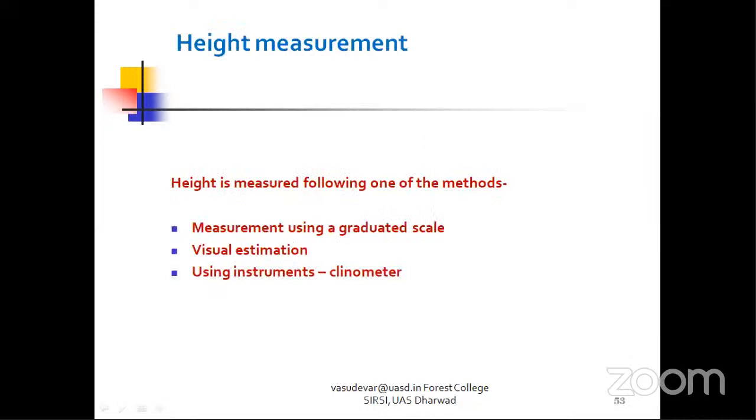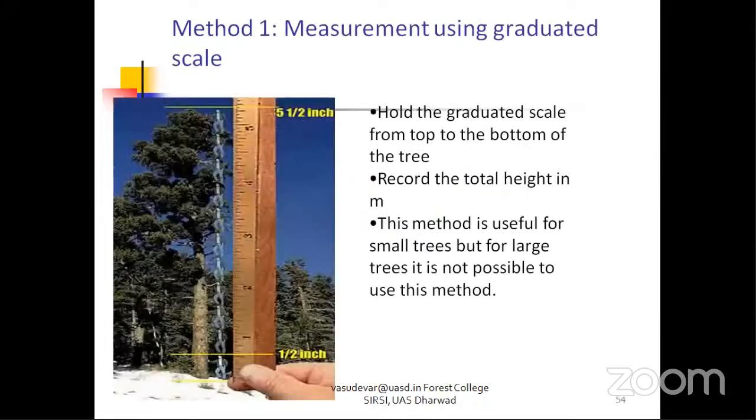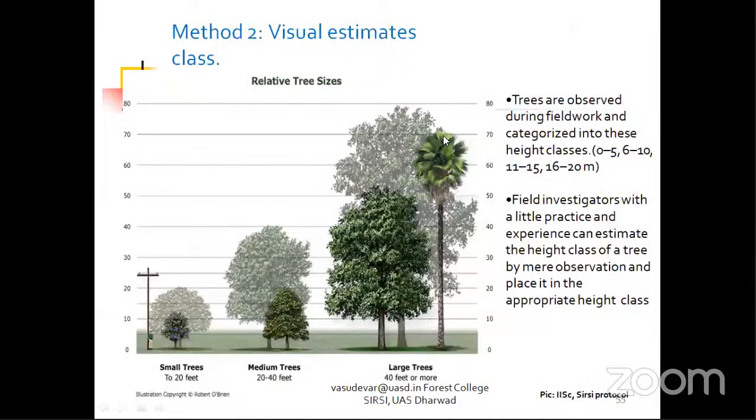So we do height measurement. Height measurement is done using a simple graduated scale. If your friend's height is, let us say, 6 feet, and he measures half an inch, then what would be the total height of it? So that's a very simple method. Or we can estimate, for instance, this particular palm can go up to 70 feet, or the small tree can go up to 10 feet. So if this electric pole is around 25 feet, now based on our experience, we can even categorize.